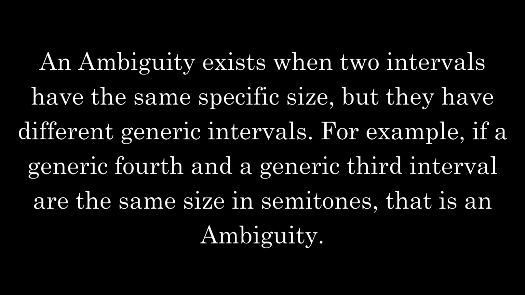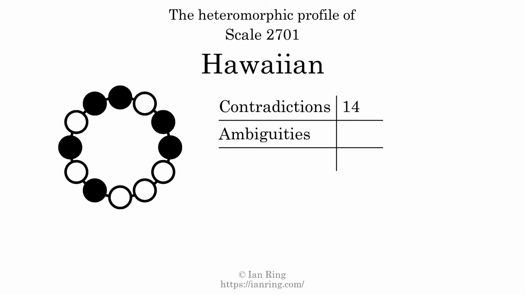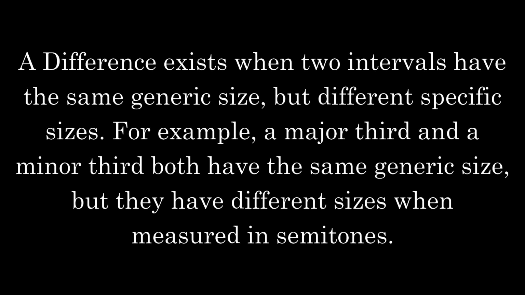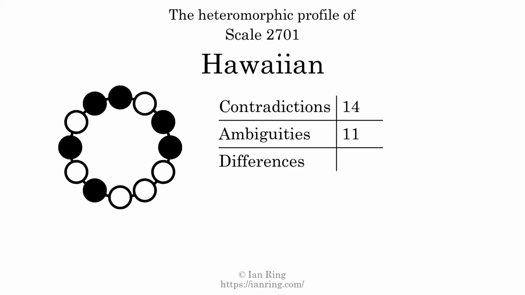An ambiguity exists when 2 intervals have the same specific size, but they have different generic intervals. For example, if a generic fourth and a generic third interval are the same size in semitones, that is an ambiguity. The number of ambiguities in this scale is 11. A difference exists when 2 intervals have the same generic size, but different specific sizes. For example, a major third and a minor third both have the same generic size, but they have different sizes when measured in semitones. The number of differences in this scale is 59.